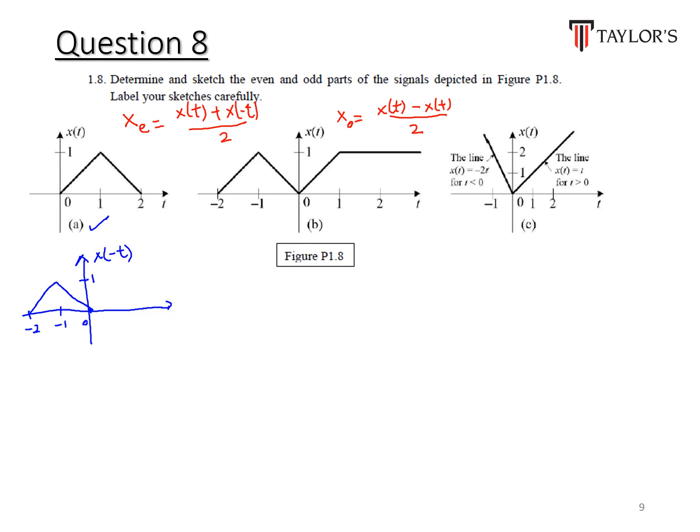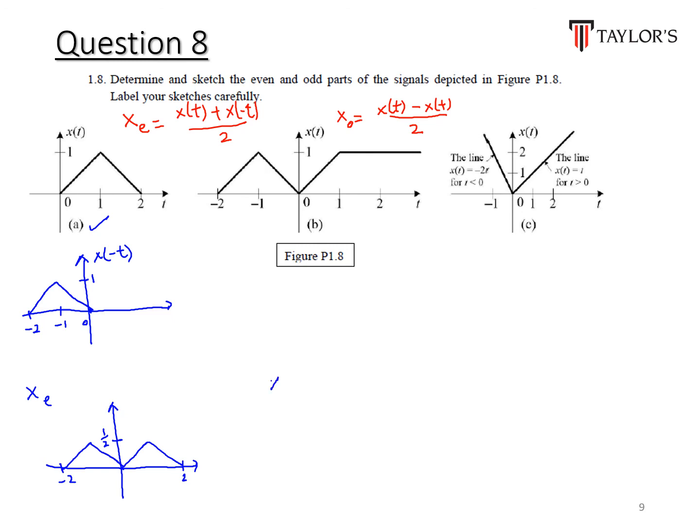And now we want to find out what is x_e, the even part. The even signal is given by x(t) plus x(-t), divided by 2. So you just need to draw them on the same axis. x(t) is this, x(-t) is this, and you need to divide by 2. So instead of going up to 1, it's going up to half. And this is 2, and this is -2. So this is the even signal.